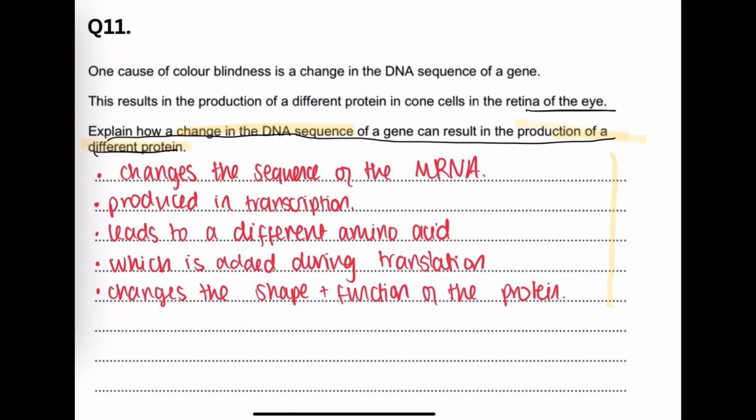So changes of the sequence of the mRNA. And the sequence of mRNA is produced in transcription. So this leads to a different amino acid. This is because it's the sequence of mRNA that determines what the amino acid is. As you can see, there are 3 different ones that create the amino acid.